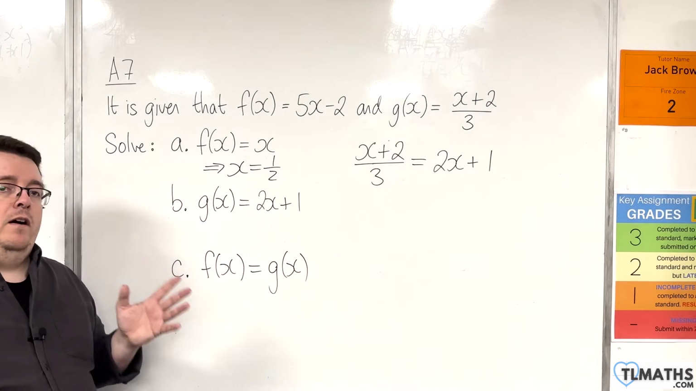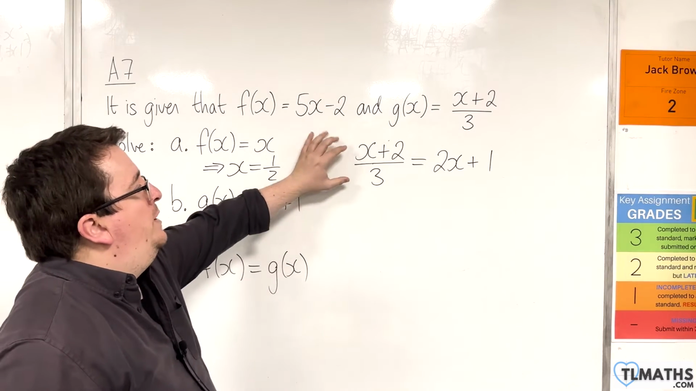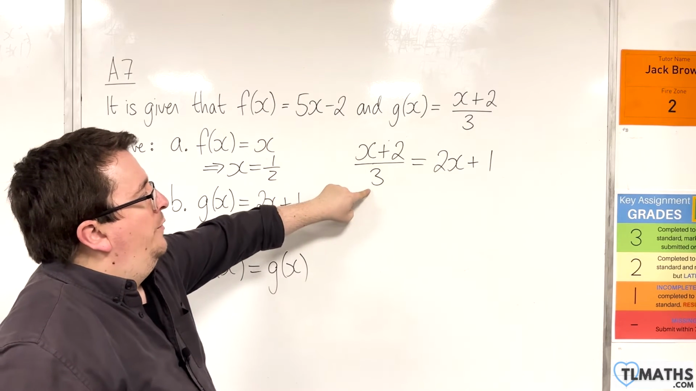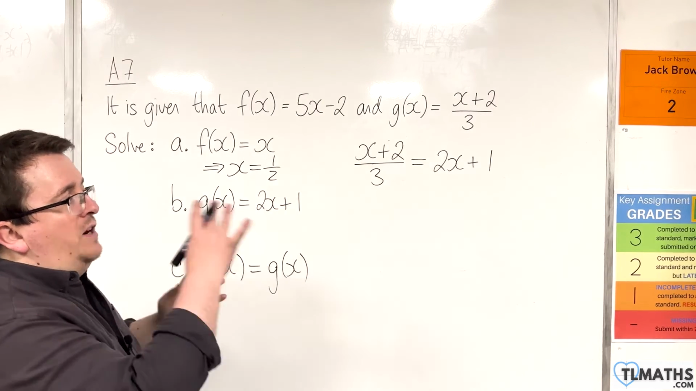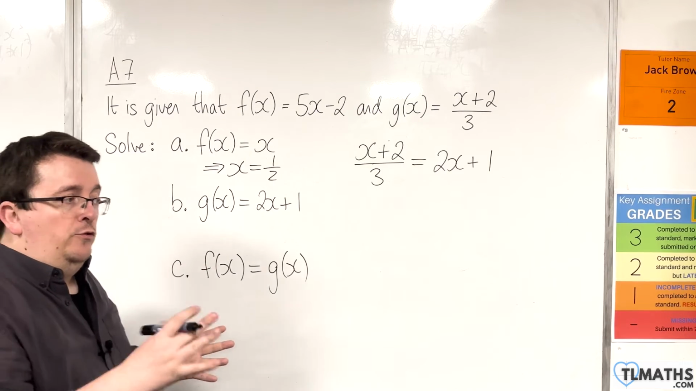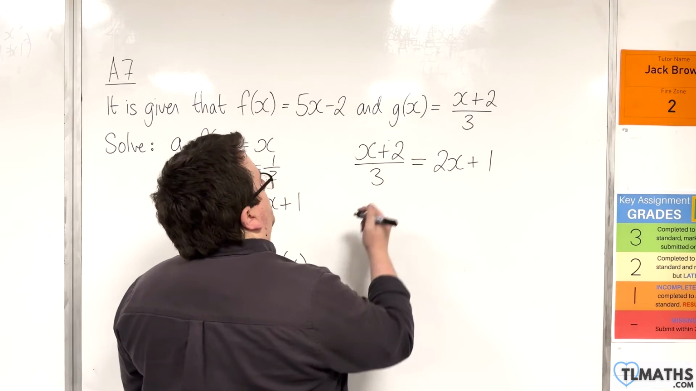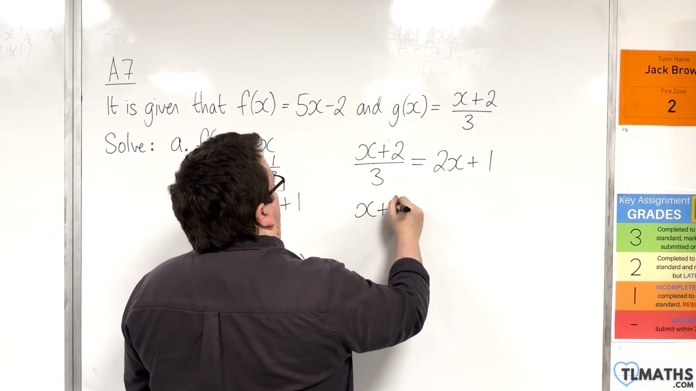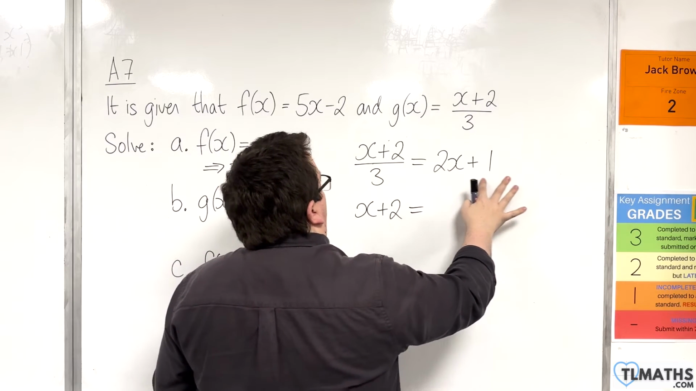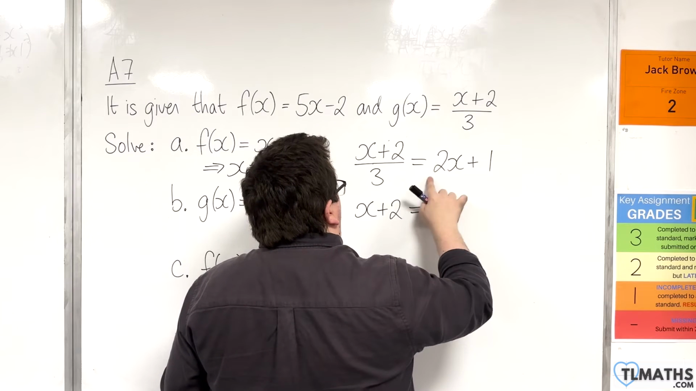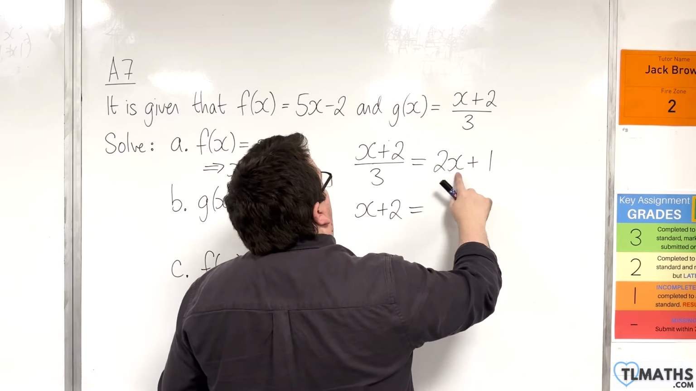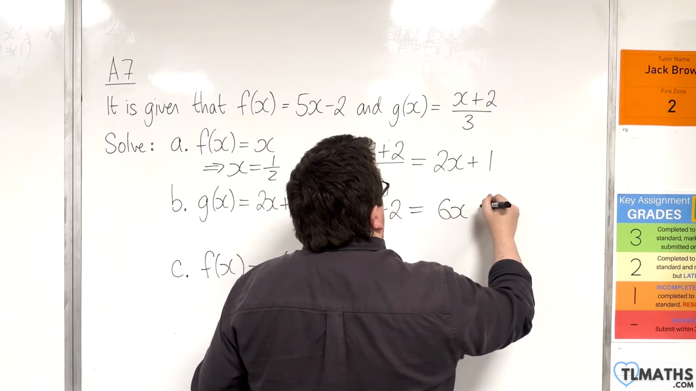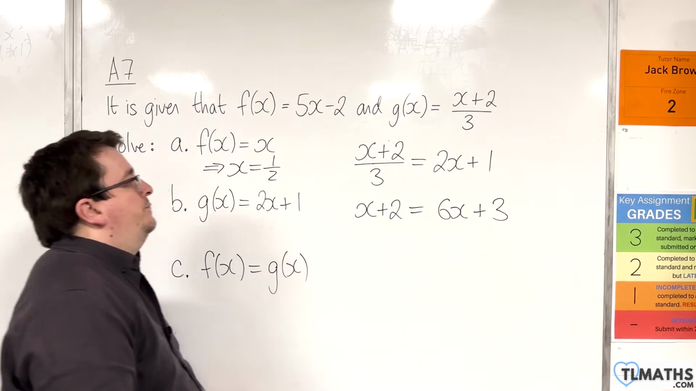Now the first thing I always want to do is get rid of fractions from the equation. So I don't want to be dividing by 3, so I'm going to multiply everything by 3 to get rid of it. So if I multiply the left-hand side by 3, I just get x plus 2. And if I multiply the right-hand side by 3, everything gets multiplied by 3. 2x times 3 is 6x, and then 1 times 3 is, of course, 3.